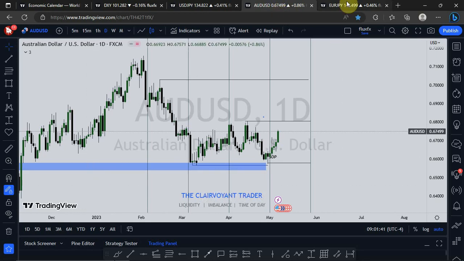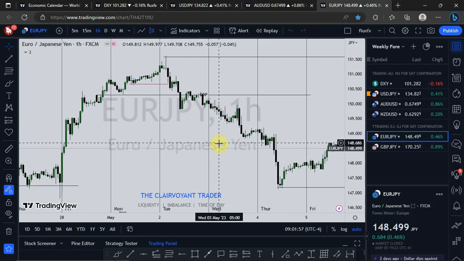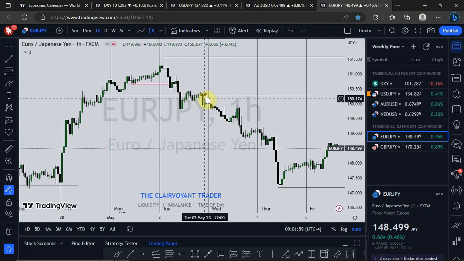Let's look at what is happening on EURJPY. For EURJPY, you had a very beautiful trade last week. We took a setup here.